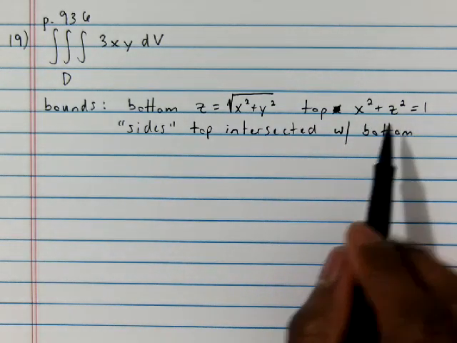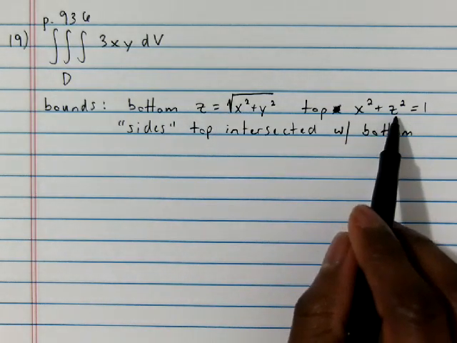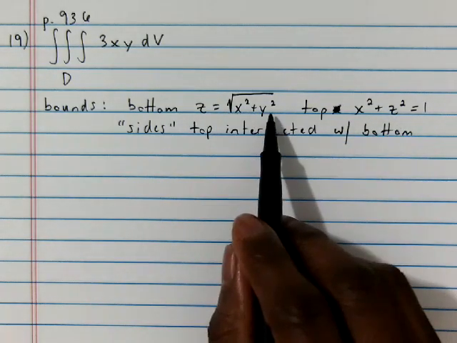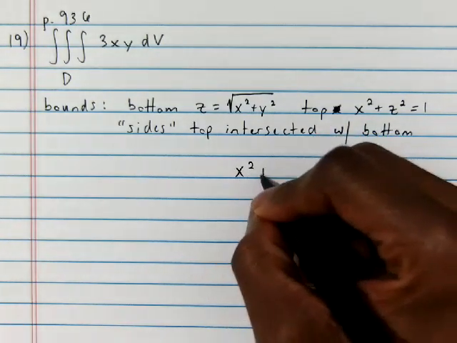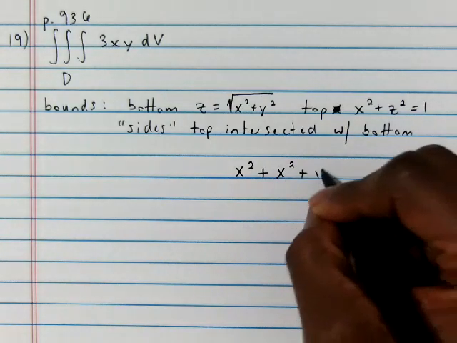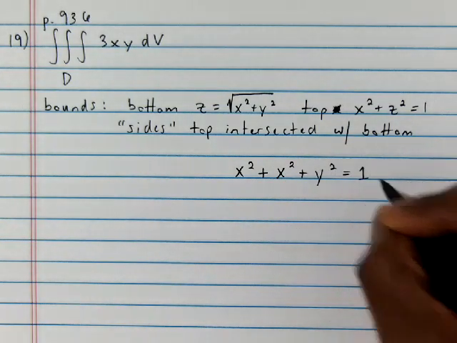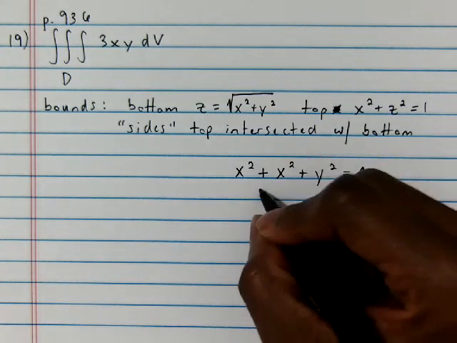So we can just take this z and substitute it in right there. And so z squared is just x squared plus y squared. So when we do that, we just get x squared plus x squared plus y squared equals 1, or 2x squared plus y squared equals 1.